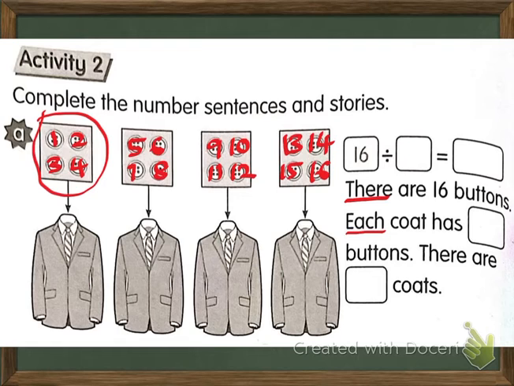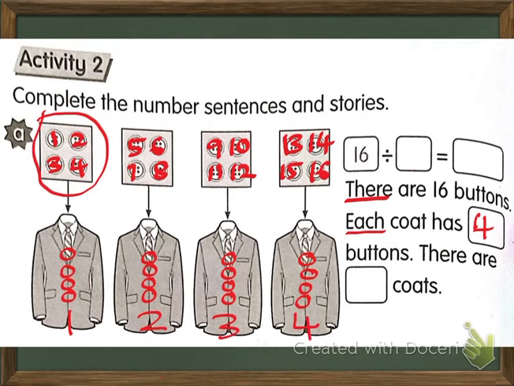So here there are 4 buttons. 1, 2, 3, 4. Over here also 1, 2, 3, 4. Here also 1, 2, 3, 4. Here also 1, 2, 3, 4. 4 buttons. So there are 16 buttons. Each coat has how many buttons? 4 buttons. There are how many coats? 1, 2, 3, 4. There are 4 coats.